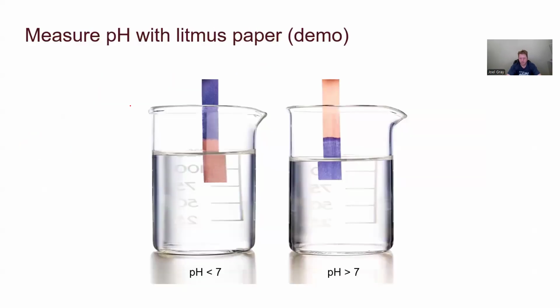So this is another perspective on how to look at the litmus paper. The blue litmus paper turns red, indicating a pH below 7. And the red litmus paper turns blue, indicating a pH above 7. Now, one of the limitations and challenges with this is that you can't really quantitate this, and you don't really look at it as, oh, well, this is so much more blue. So that's one of the tough parts about this measurement. It's difficult to have that measurement.